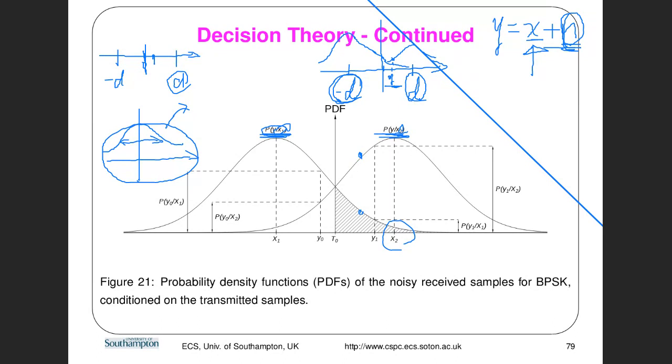Can anyone tell me how we calculate the error probability? Error happens when the tail crosses the decision boundary, right? T0 is the decision boundary. The error probability is the area under the tail. We have a half-half chance that this is transmitted or this is transmitted. So we have half probability multiplied by this area, and half multiplied by this area. We only need to care about this area.